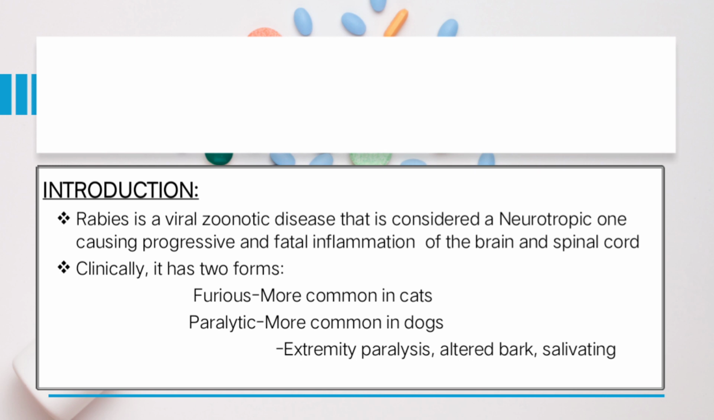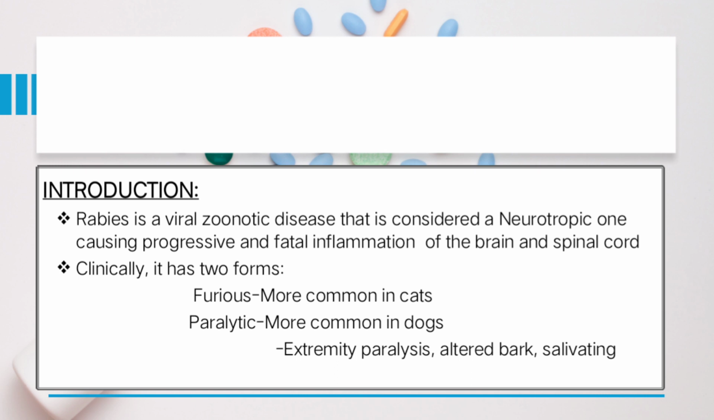It is caused by a virus which belongs to the family Rhabdoviridae, and this is considered a zoonotic and a neurotropic disease because it is transmitted to humans via a dog, and the rabies virus mainly affects the brain and spinal cord of the nervous system. So it is considered a zoonotic and a neurotropic disease.